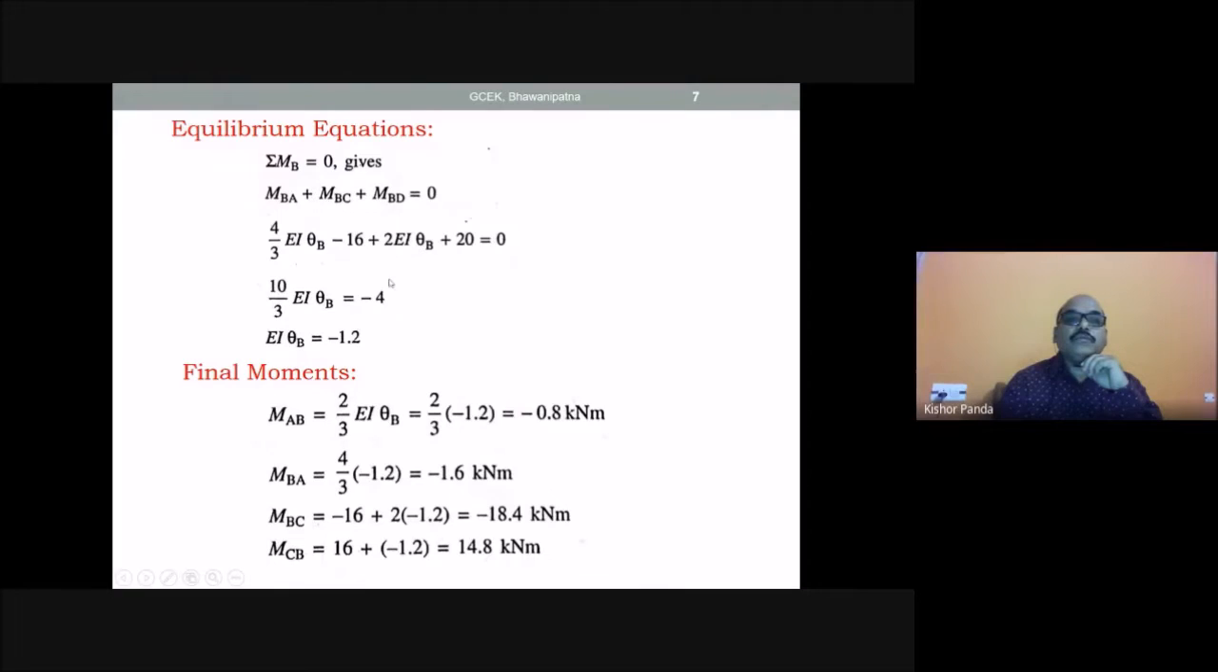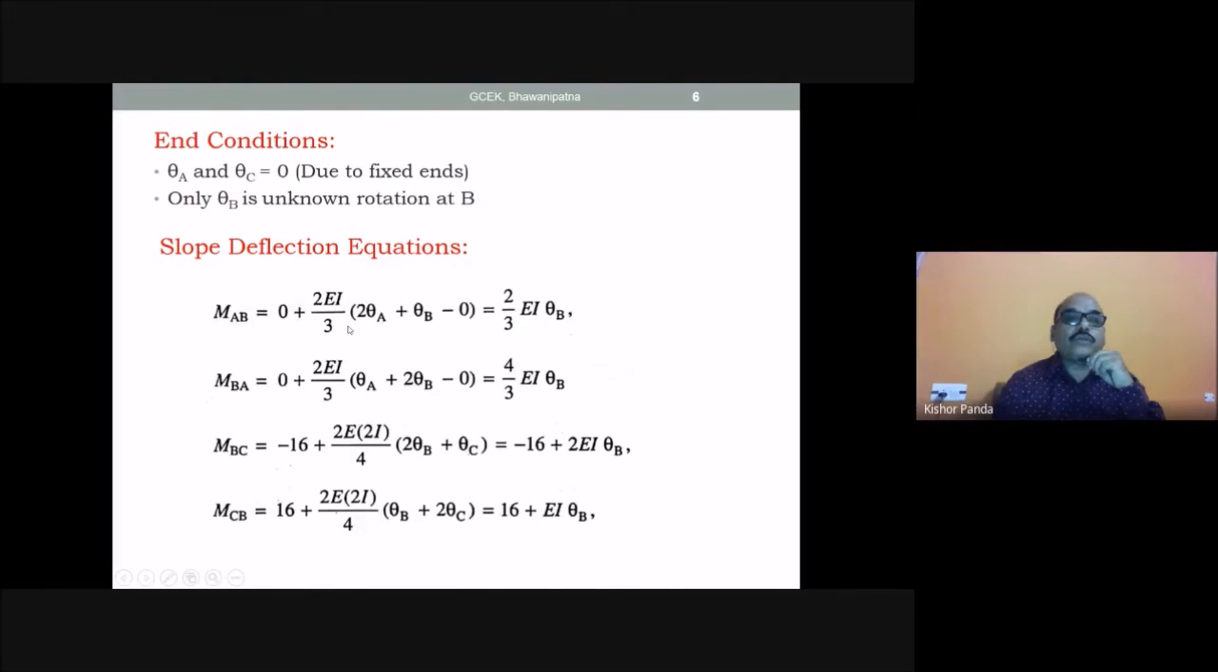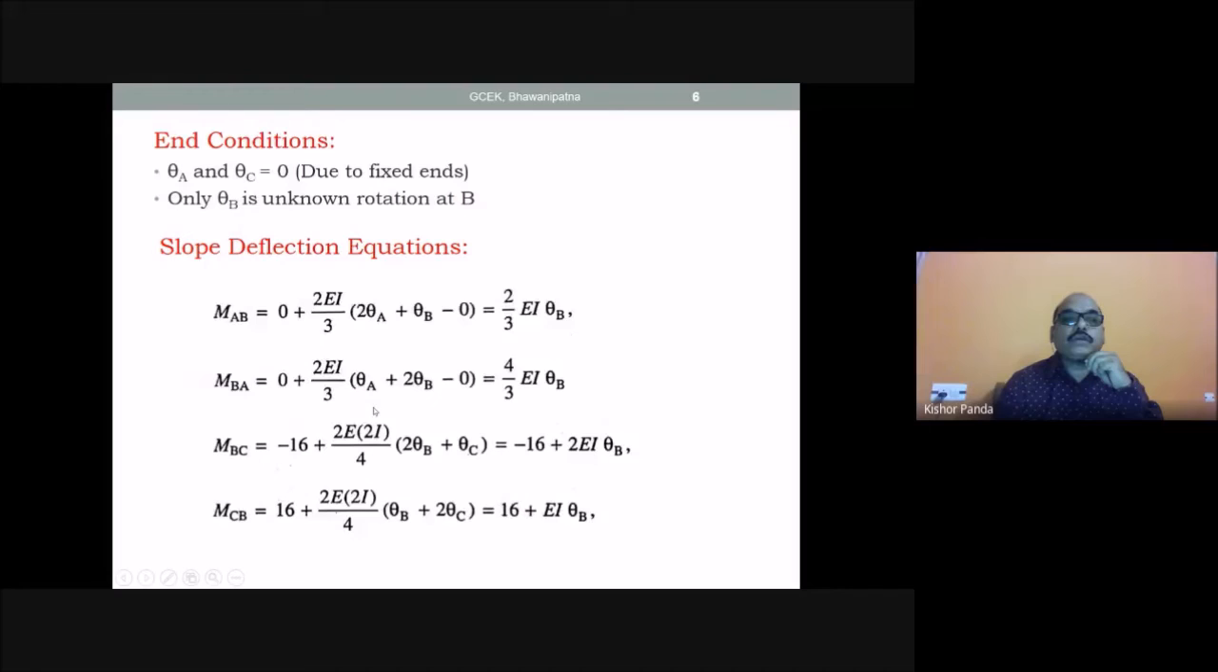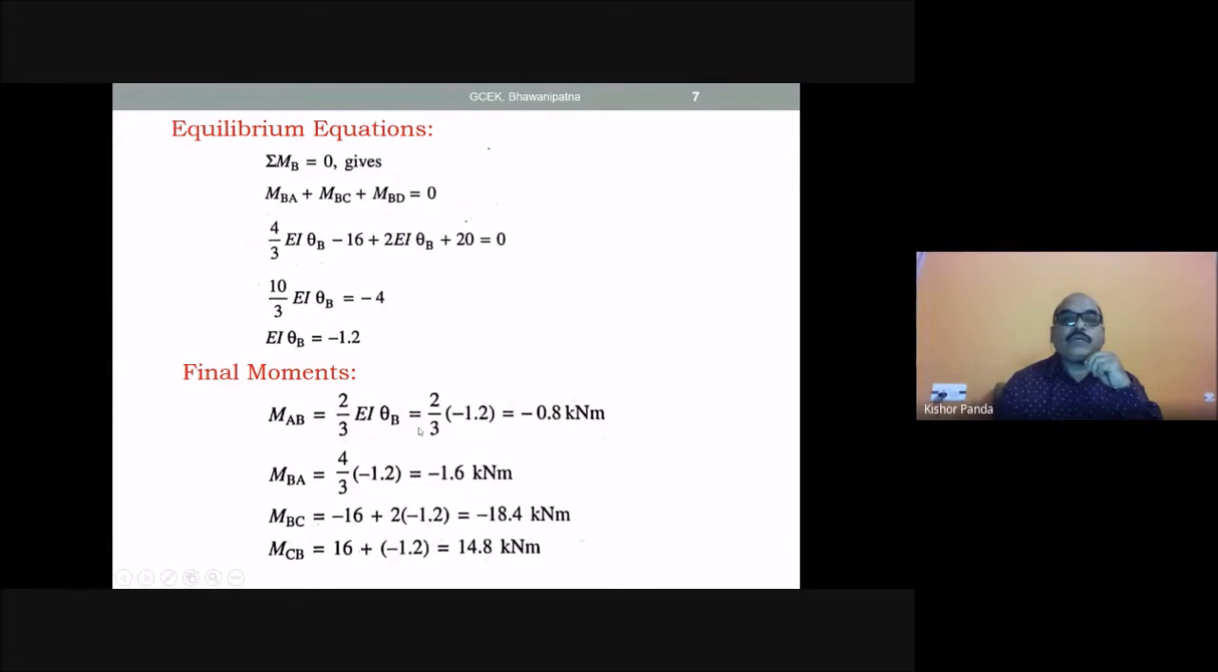So after putting these values and simplifying, you will get EI theta B is equal to minus 1.2. Then using this EI theta B and putting it in the slope deflection equations, you will find the moments MAB, MBA, MBC, and MCB. So here, 2 by 3 EI theta B. You put the EI theta B value, and after putting it here, you will get minus 0.8 kilonewton meter.